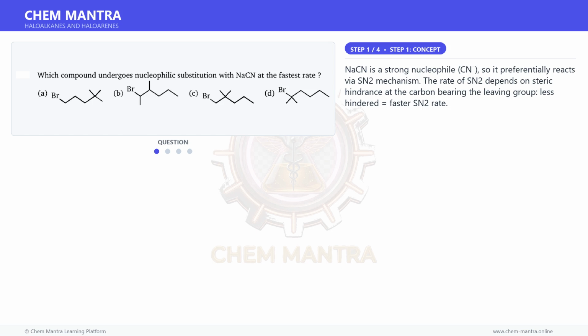NaCN is a strong nucleophile, CN⁻, so it preferentially reacts via SN2 mechanism. The rate of SN2 depends on steric hindrance at the carbon bearing the leaving group. Less hindered equals faster SN2 rate.